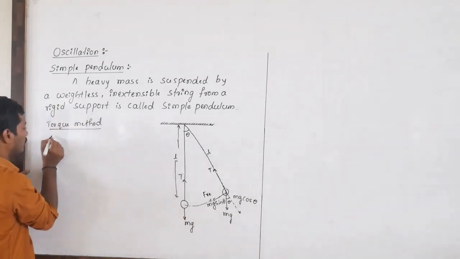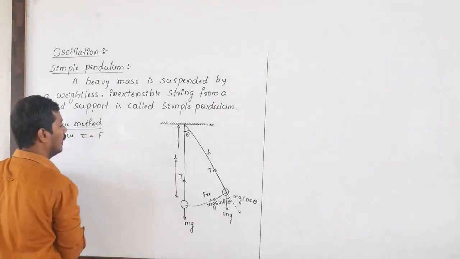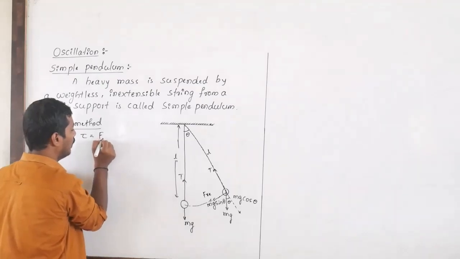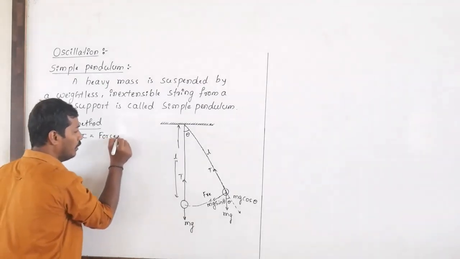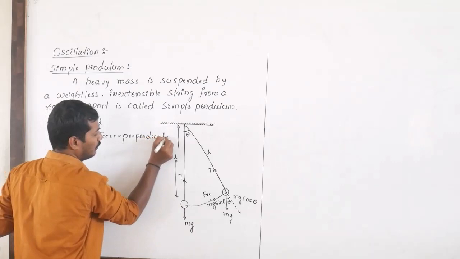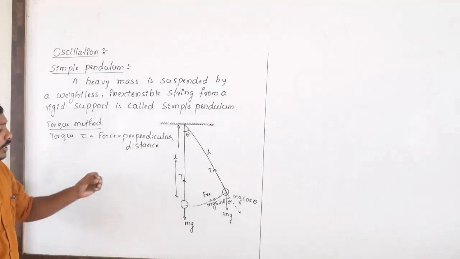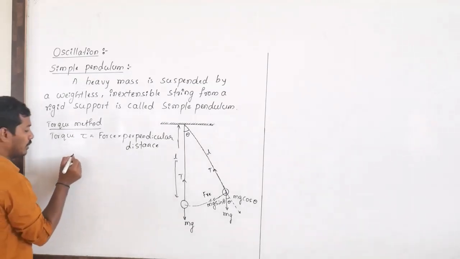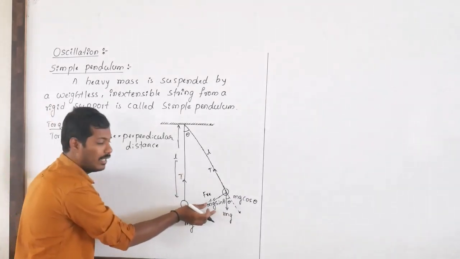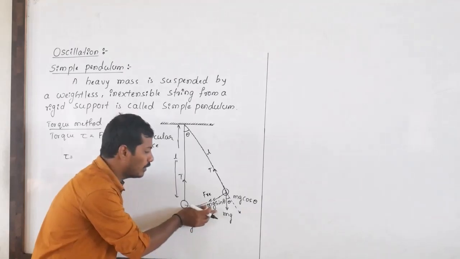The torque, tau, is what? Force into perpendicular distance. This is the force applied on the body, into the perpendicular distance. Here the torque is produced on this body. Torque tau is equal to the force acting on that body, which is equal to mg sin theta. Here the restoring force and mg sin theta are both in the same direction.